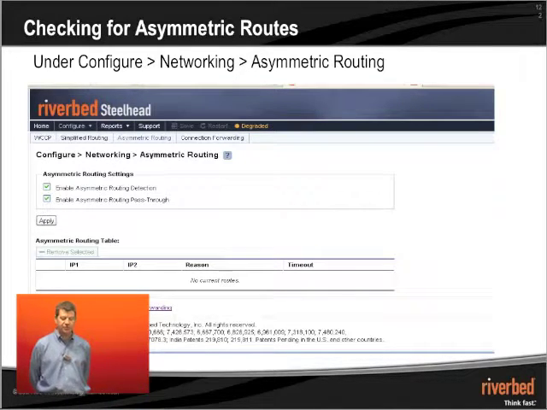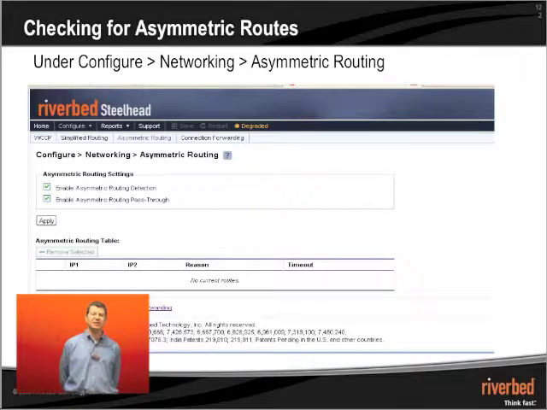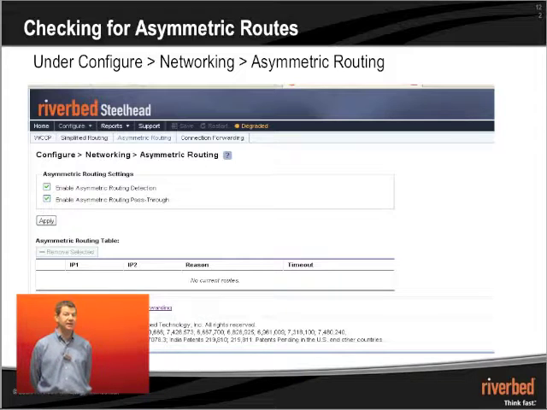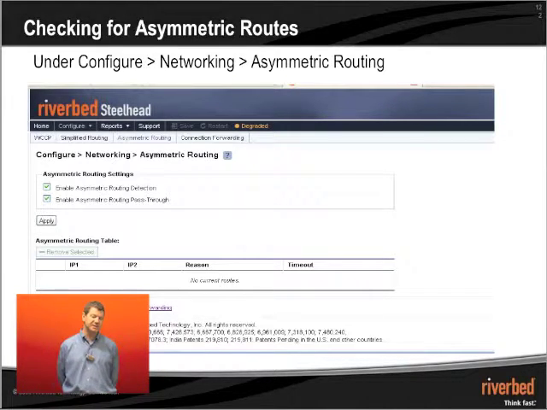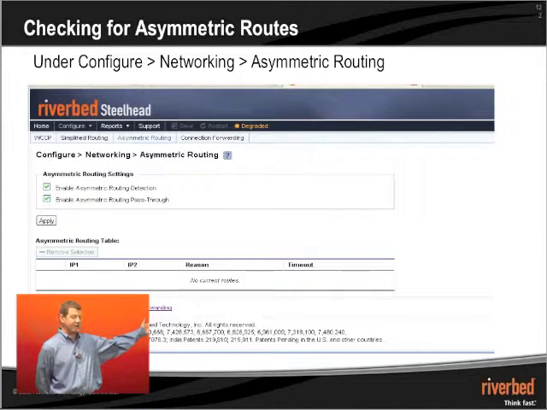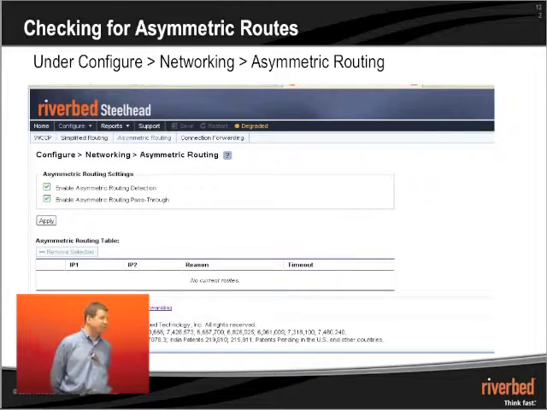Also, we can check for asymmetric routes. We want to make sure that the asymmetric route detection that is automatically configured on the steelhead appliance has not picked up a route that it should not. In that case, we may want to clear that asymmetric route. Sometimes asymmetric route detection can incorrectly identify an asymmetric route if one of the steelhead appliances is being rebooted at the same time as the other steelhead appliance. In that situation, we'll need to go into the asymmetric route table, select the route that we don't want in the table, and click Remove Selected.